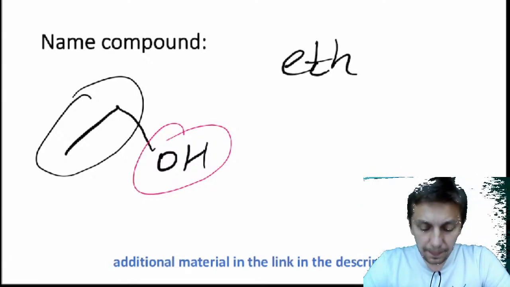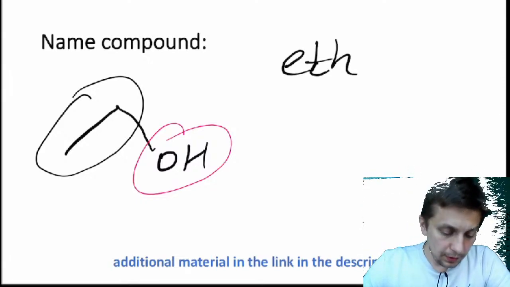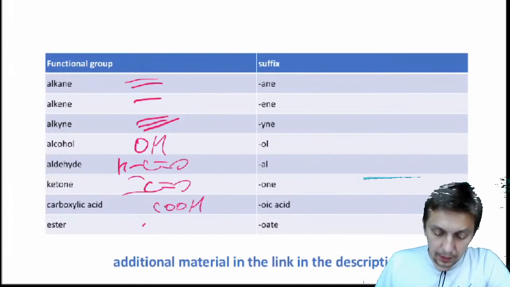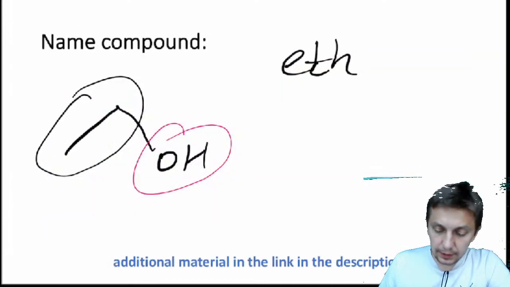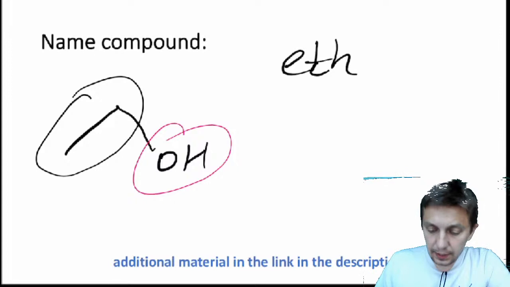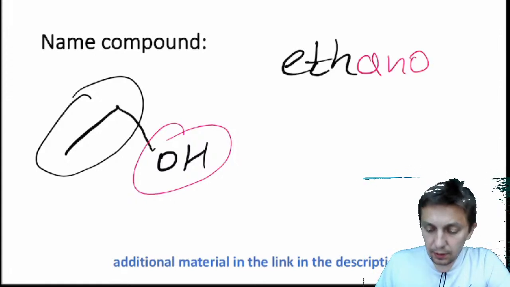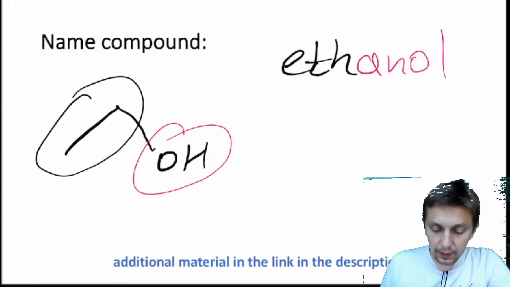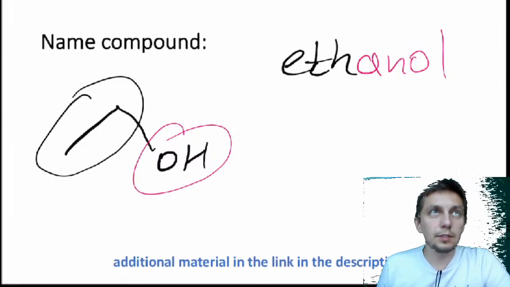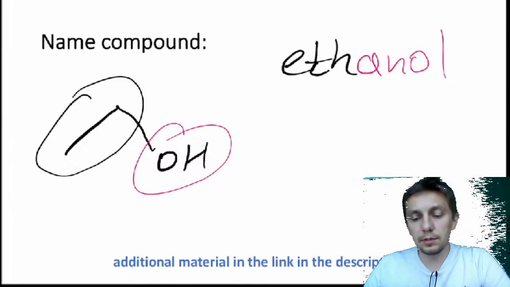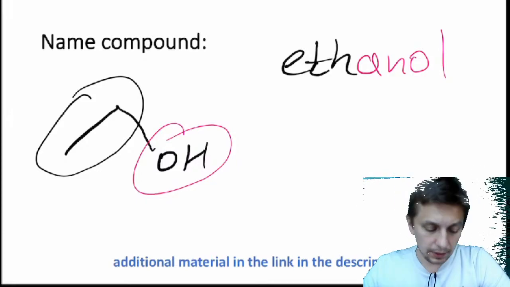If we look at the table, OH we name as -ol. So it is ethanol. Ethanol is just normal alcohol, it's used in drinks.